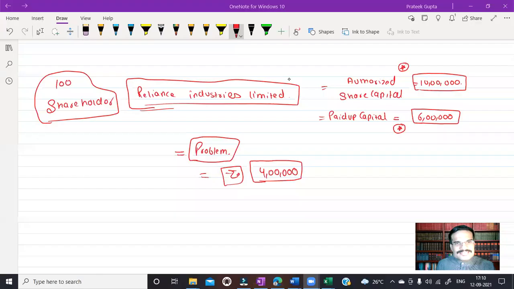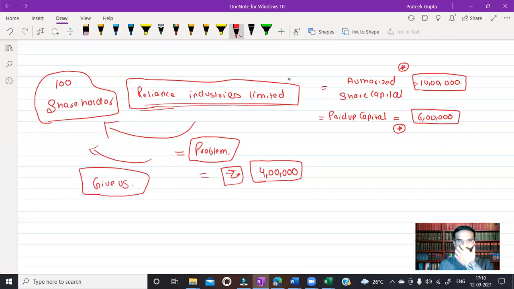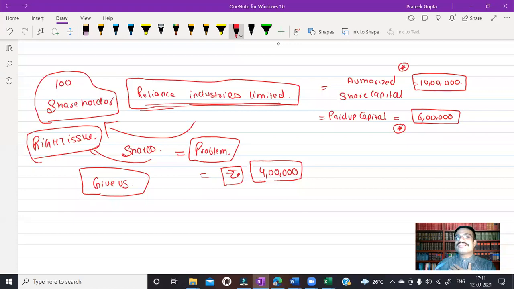That's the important point. This Reliance Industries Limited will ask the existing shareholders, okay, sir, please give us money. In return, I will give you the shares. Reliance Industries will ask the 100 shareholders, sir, please give us the money. In return, I will issue you the shares. That is known as rights issue. When Reliance Industries Limited is asking the existing members, please give me the money, I will issue the shares in return, this is known as rights issue.